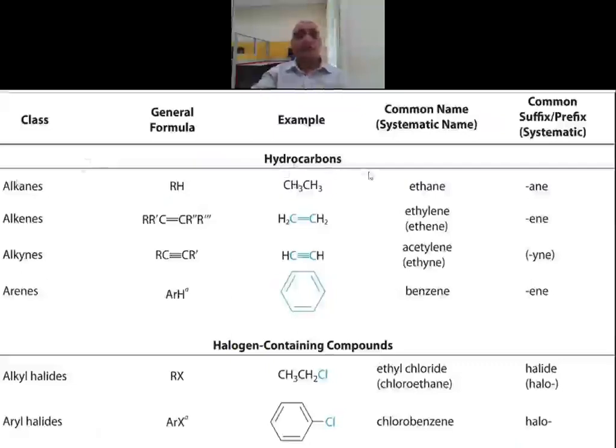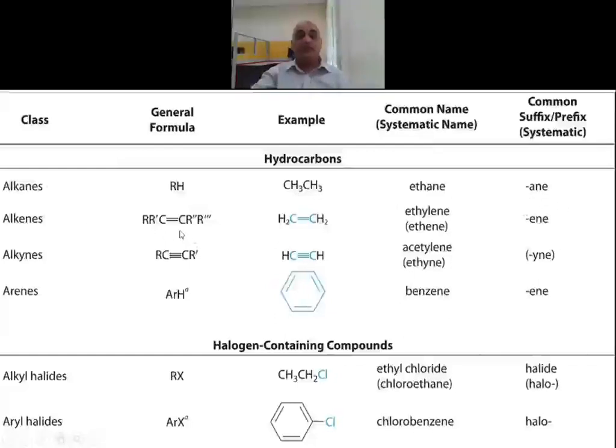Hydrocarbons. The compounds of carbon and hydrogen are called hydrocarbons. In the hydrocarbons, we have the examples of alkanes, alkenes, alkynes, and arenes. What's the difference between alkanes, alkenes, and alkynes? If a single covalent bond is present between carbon to carbon atom, the compounds are called alkanes, and the name of the compounds ends at ane.